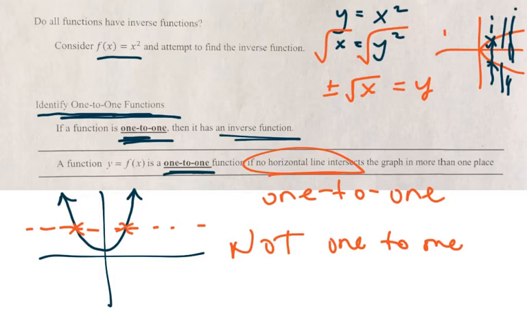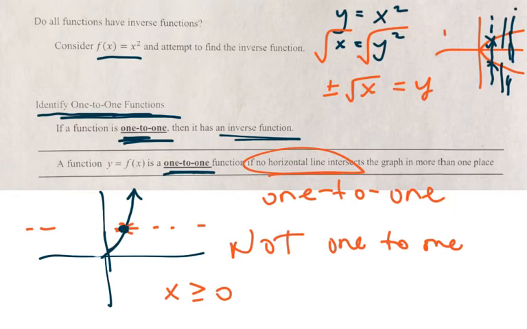There is an exception. The exception would be if you only were to consider when the x values are greater than or equal to 0. So if I'm only looking at the positive part of x squared, we would be okay. It would only have that 1 point on that horizontal line. But if a function fails the horizontal line test, then it is not one-to-one, and therefore it would not have an inverse function. If it is one-to-one, though, it does have an inverse function.